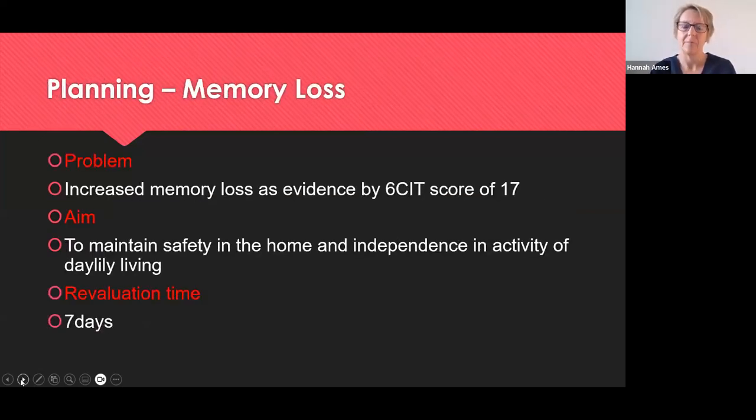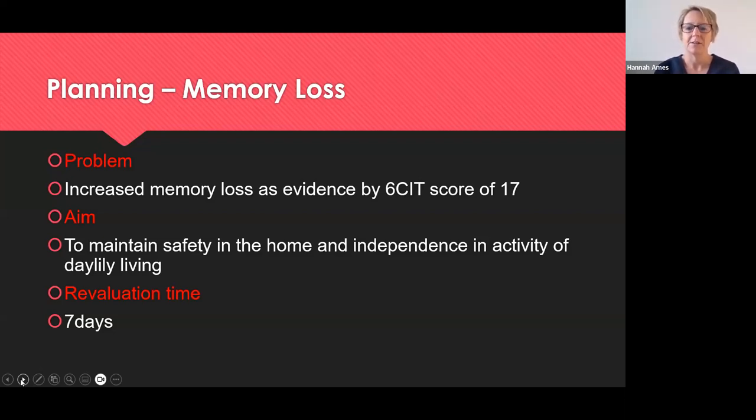Planning is often a little bit difficult on the Alzheimer's station for some nurses, though not the same for everyone. So just think really carefully about what you're writing. Your problem could be that Frankie has increased memory loss as evidenced by a 6CIT score of 17. Our aim, we cannot improve that memory loss. Remember, Alzheimer's is a degenerative condition, and sometimes nurses write that and it's a fail. But your aim could be to maintain safety in the home or maintain independence with a certain activity of daily living.